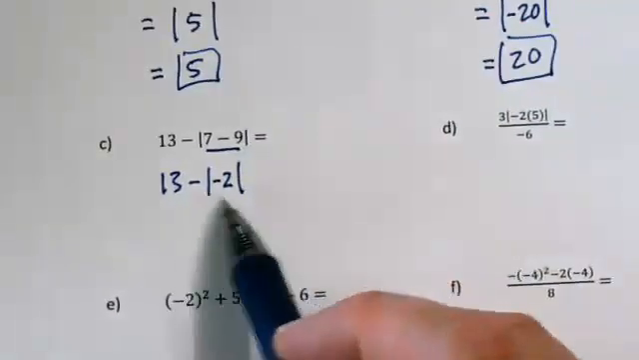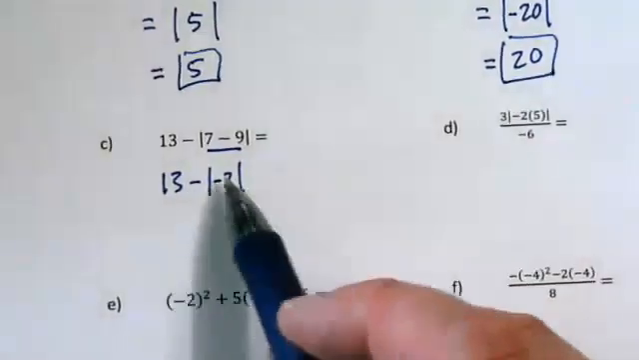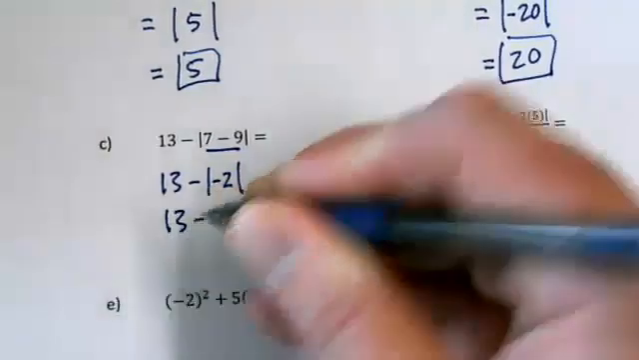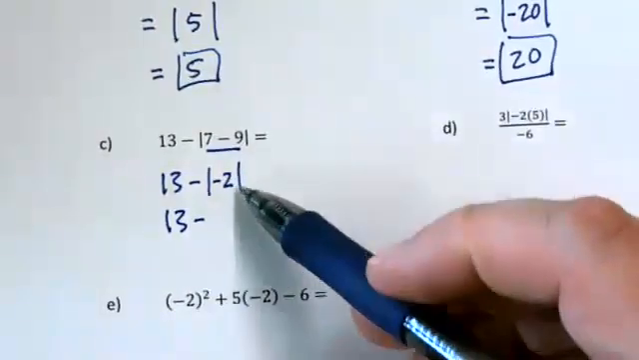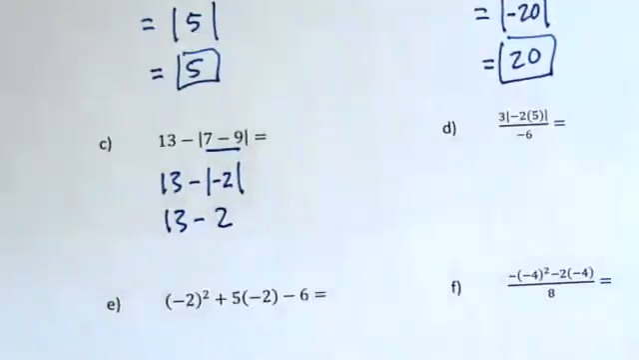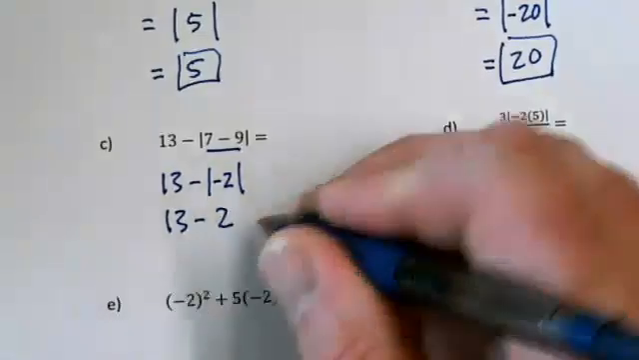We're still on P because the absolute value is not quite done. It is a grouping symbol, so let's deal with this next. So let me bring down my 13 and my minus. What is the absolute value of -2? That would be +2. And then all that's left for us to do is to do 13 minus 2, and that's 11.